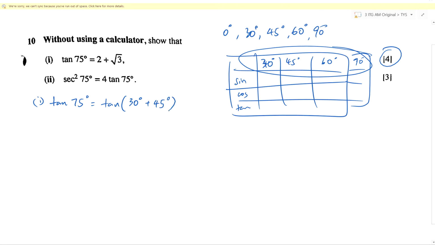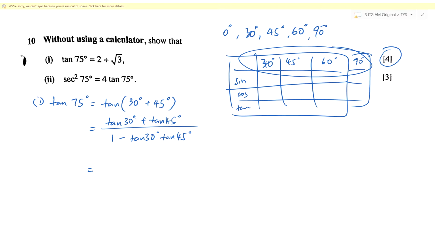And now you can refer to your formula list, or if you have already memorized it, good for you. Tangent 30 plus tangent 45 over 1 minus tangent 30 tangent 45 degrees. Okay, if you did not memorize, make sure you copy down the formula and apply it, substitute it accurately. Now, tangent 30. I'll be honest with you, I did not memorize tangent 30. So I'll use my calculator, make sure it is in the degree mode.